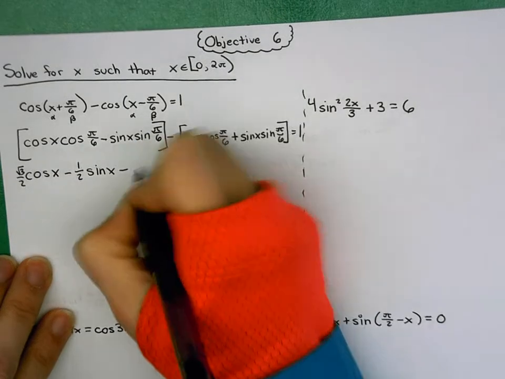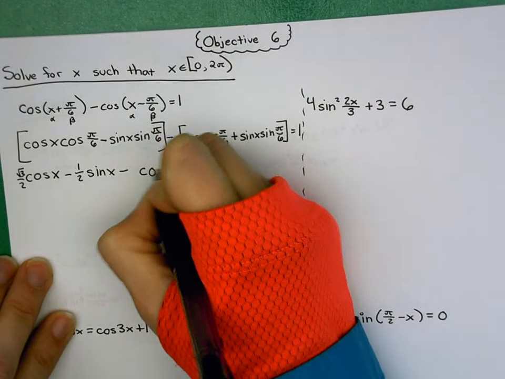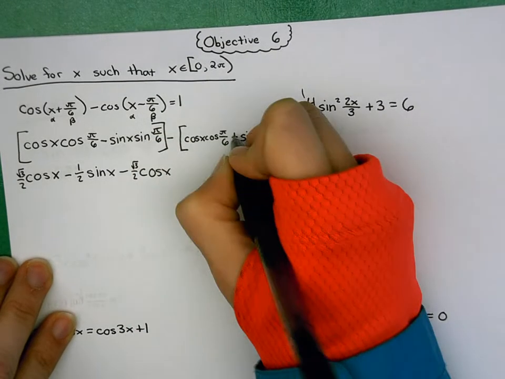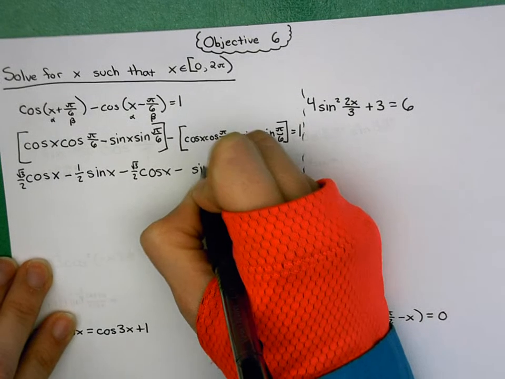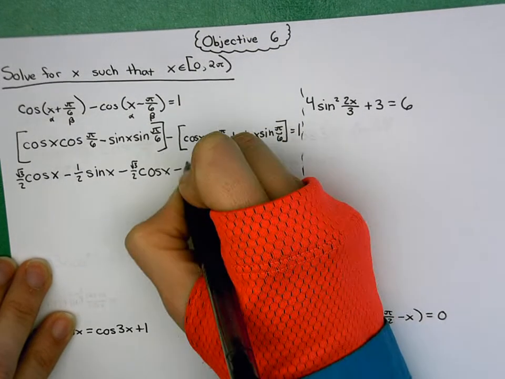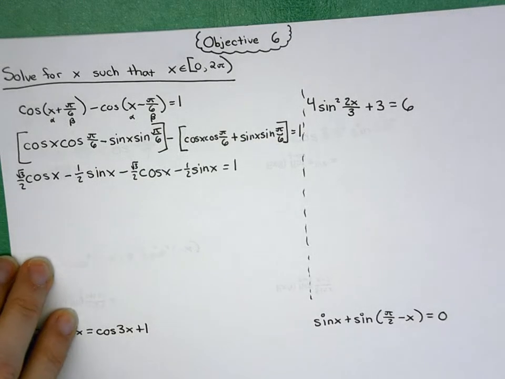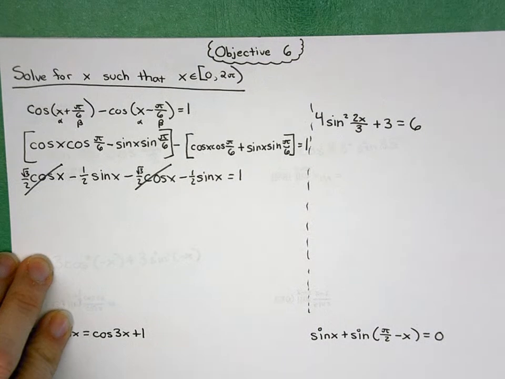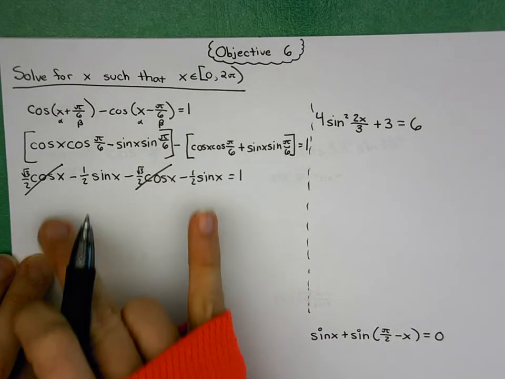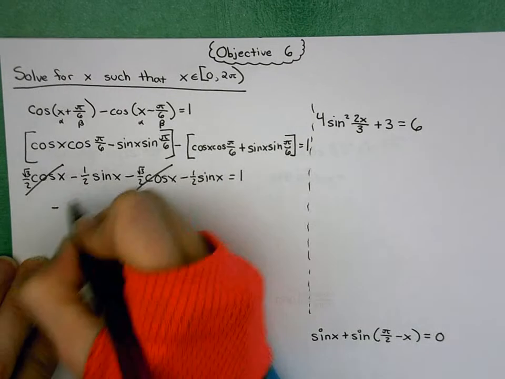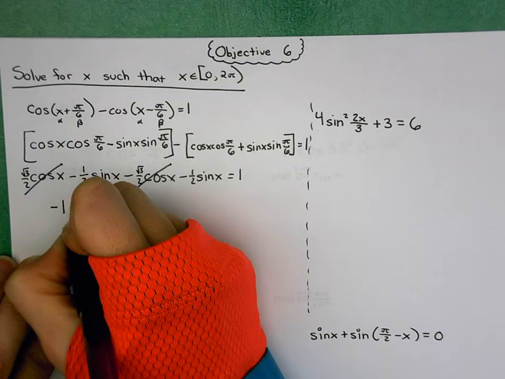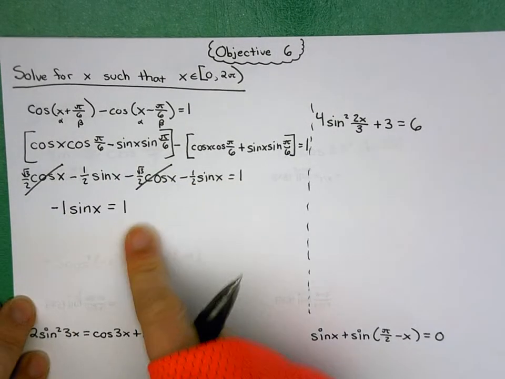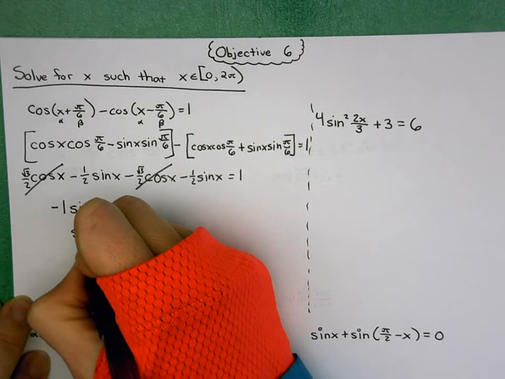Distributing the negative, so minus cosine x, the cosine of pi over 6, which again is root 3 over 2, and then minus sine of x, sine of pi over 6, which is 1/2. And so what we're looking at here then are like terms that can cancel in the cosines and like terms that can combine in the sines. Negative 1/2 minus 1/2 is negative 1. And then if I divide this negative 1 over, we get sine x equals negative 1.